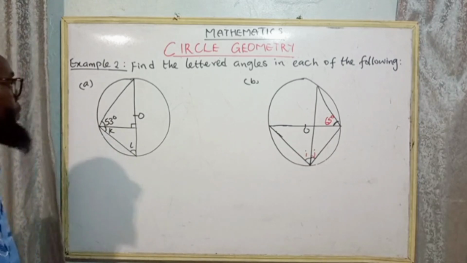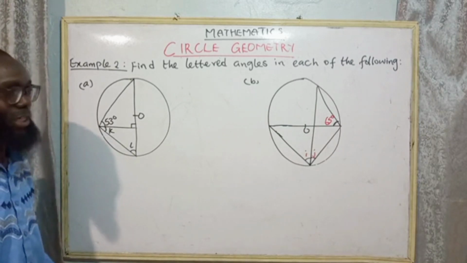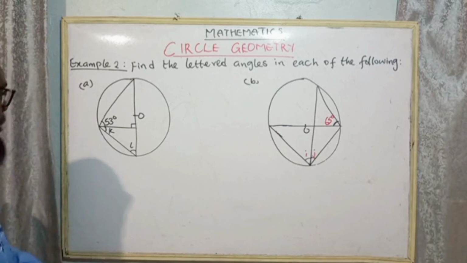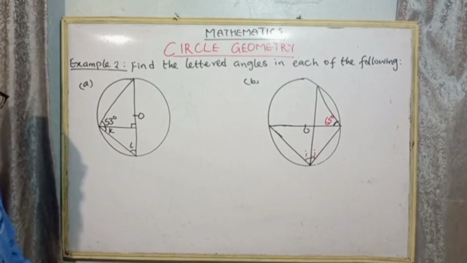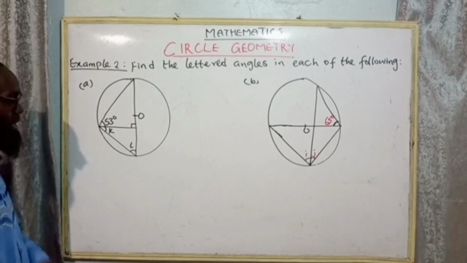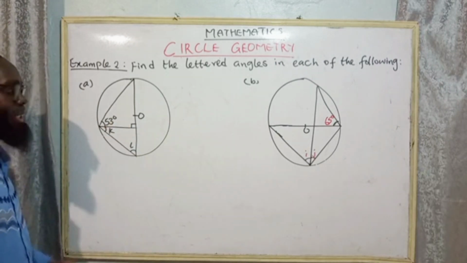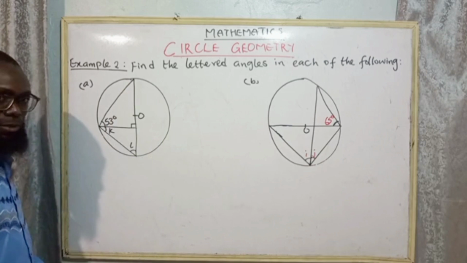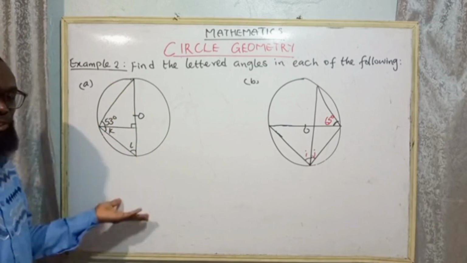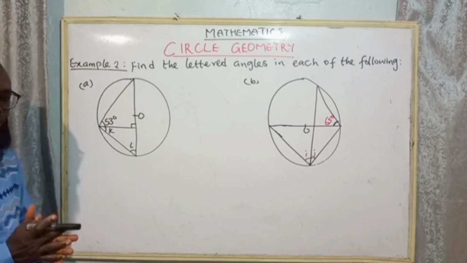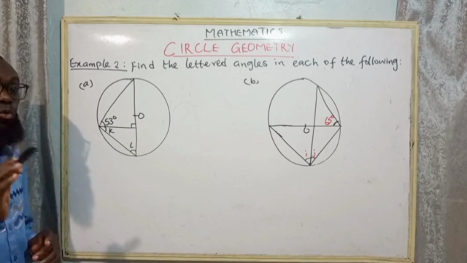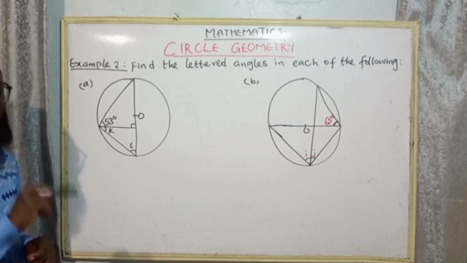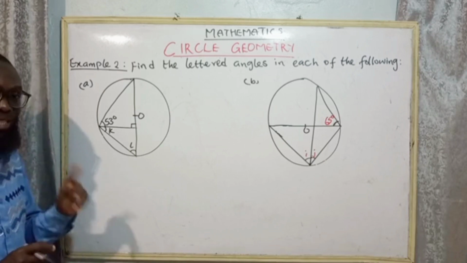Example 2. Find the lettered angles in each of the following. Question A. We want to find letter K and letter L. And don't forget, since this one is center O, this line is a diameter that divides the circle into two equal parts. If it divides the circle into two equal parts, definitely any angle made by that line on the circumference will be equal to 90 degrees, that is a right angle.